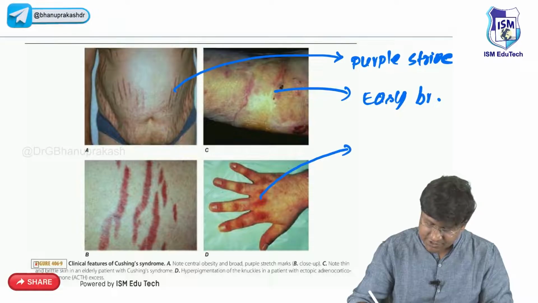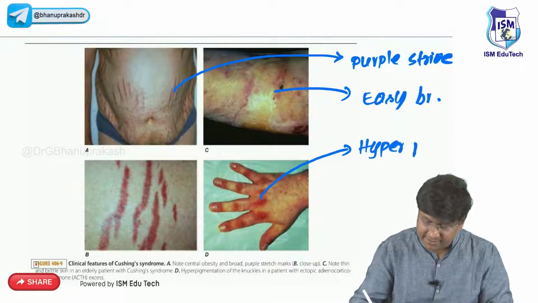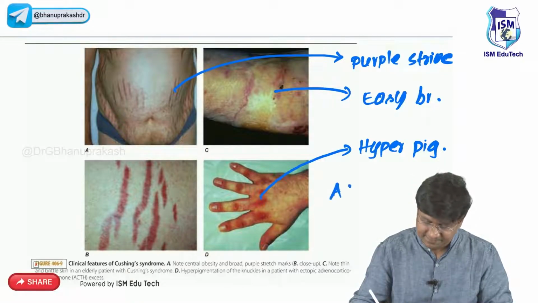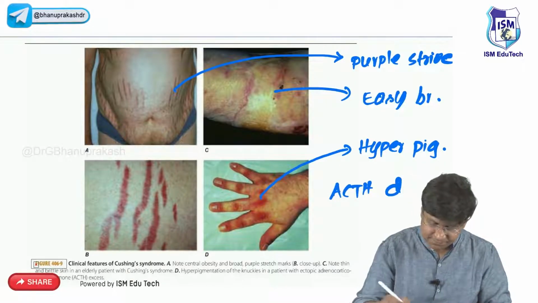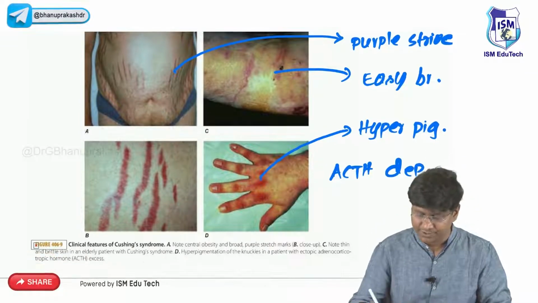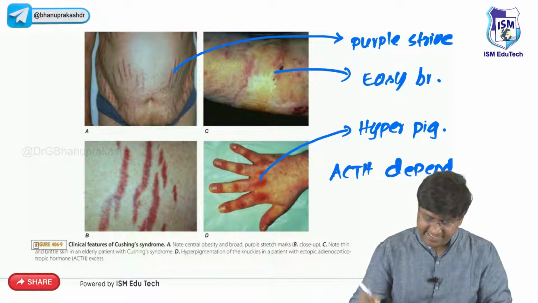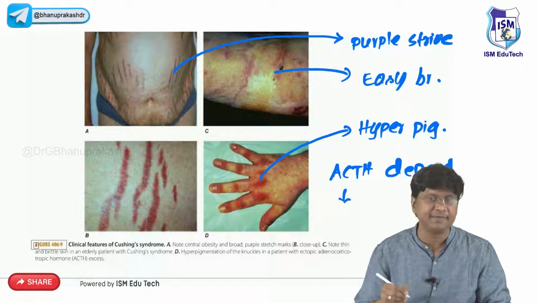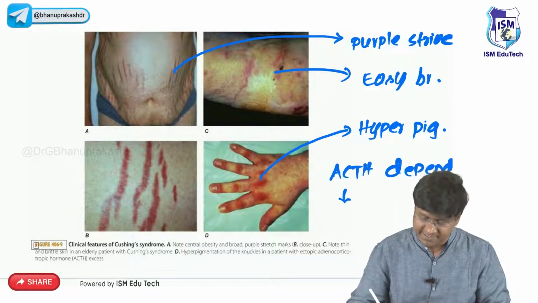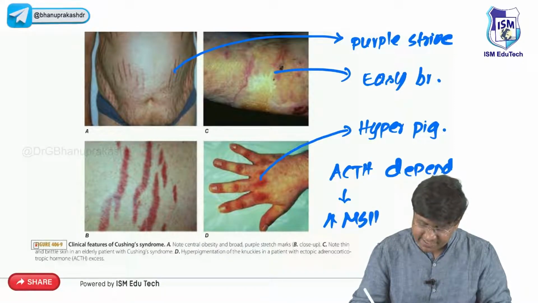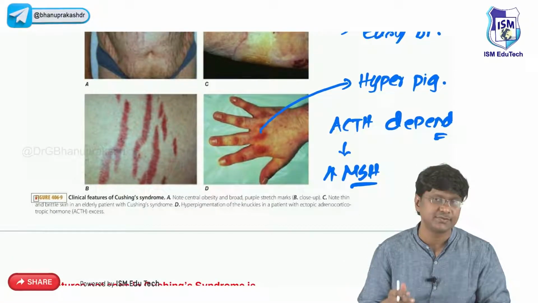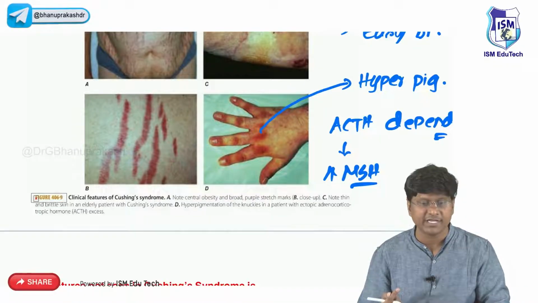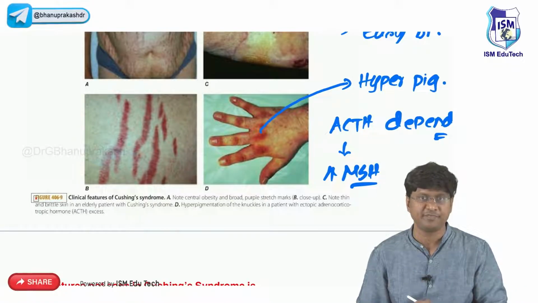Then these patients can also have hyperpigmented skin. But in which type of Cushing's will you have hyperpigmented skin? That is ACTH dependent type of Cushing's. Why do you have hyperpigmented skin? Because along with ACTH, MSH is also produced in excess quantity, and that is the reason why they will be having hyperpigmented skin. That is mainly in case of the pituitary adenoma. What type of pituitary adenoma? Corticotroph type of pituitary adenoma.